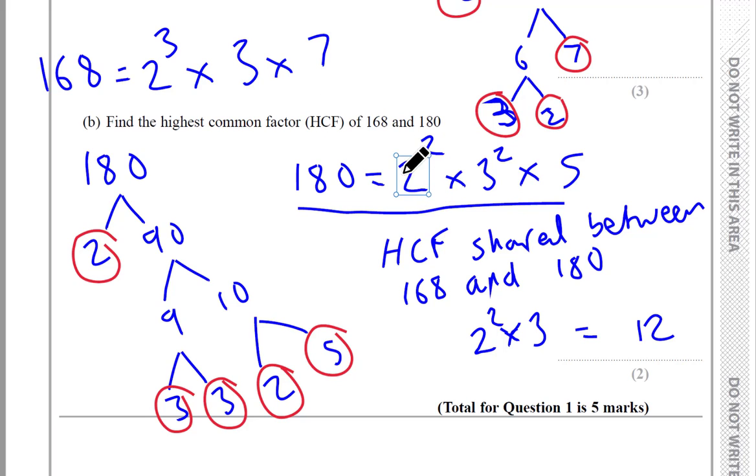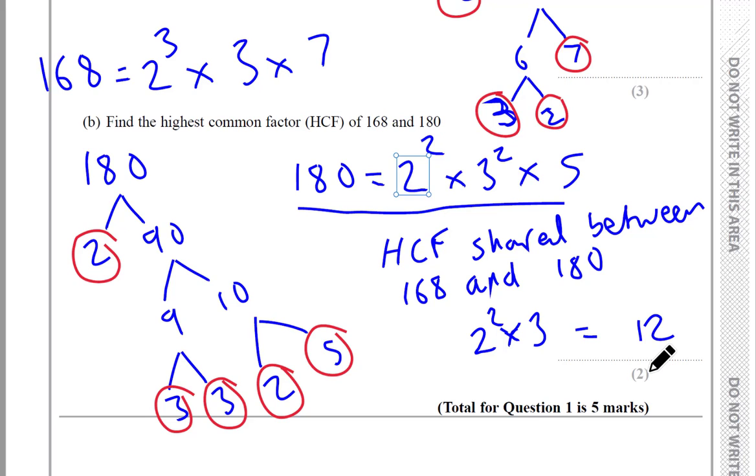So can you see in 180 you've got 2 squared, and in 168 2 squared will be in it as well. So you just write down what's in common, and then there's only 1 3 and 1 3 in common here. So that makes 2 squared times 3, so the highest common factor is 12, and that's the correct answer.